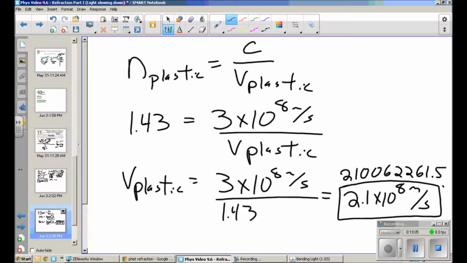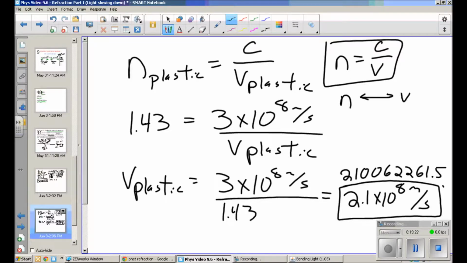All right, so there we go. We have now done one problem where we found the index of refraction and then used that to find the speed of light in plastic. This equation here, I don't know if I said this already, I've had to pause this a couple times here, but this equation is huge because it allows us to convert between N and V and vice versa. So if you're solving a problem and I give you the velocity of light in a substance, you can use that to find N. And if you find N but need to know the velocity, then you can go that way too. Okay? All right.